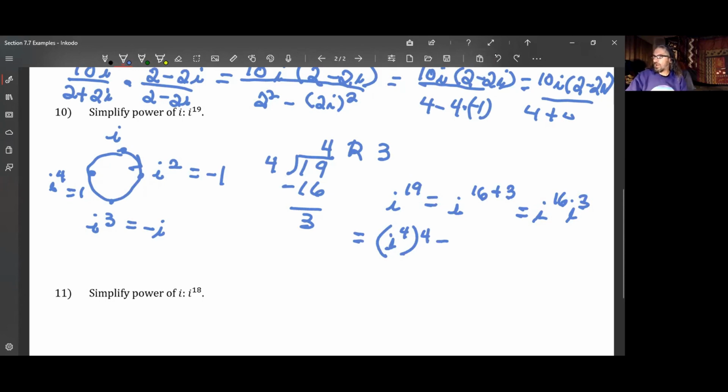So we've got i to the 4th power, to the 4th, times that i cubed. We found out just a moment ago, i to the 4th is 1. And 1 to the 4th is 1. i cubed is -i. And so our final answer here is the same as i cubed. It's -i.